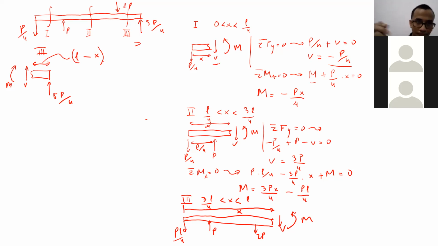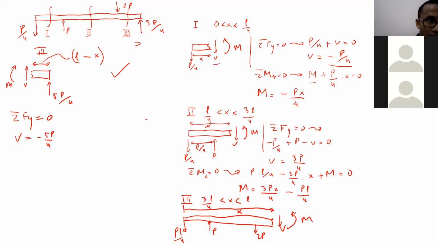Now, because it's much simpler, I will just do the calculation for this one. Using sigma Fy equal to 0, we can find V. What do we have there, Irshad? V is negative 5P over 4. Okay, V is equal to minus 5P over 4.